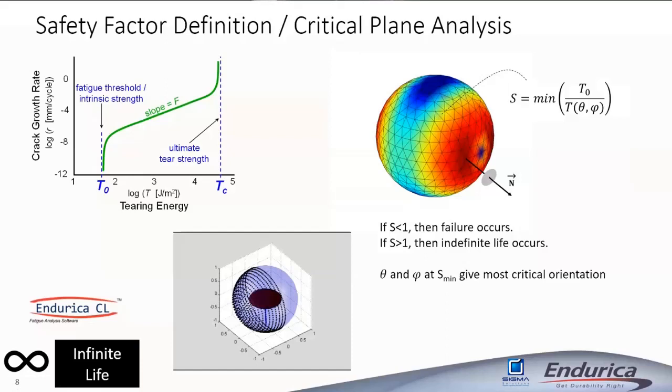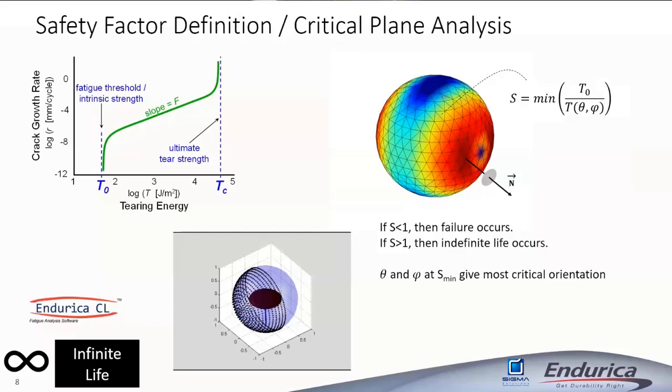And this sphere represents, we've colored the sphere according to the safety factor. Right where you see red, that is the place where the safety factor is the lowest. Where you see blue, that's where the safety factor is the highest. If there is going to be a crack, it's going to be oriented with its normal in the direction of the red spot on that sphere. So that's the prediction that we make.